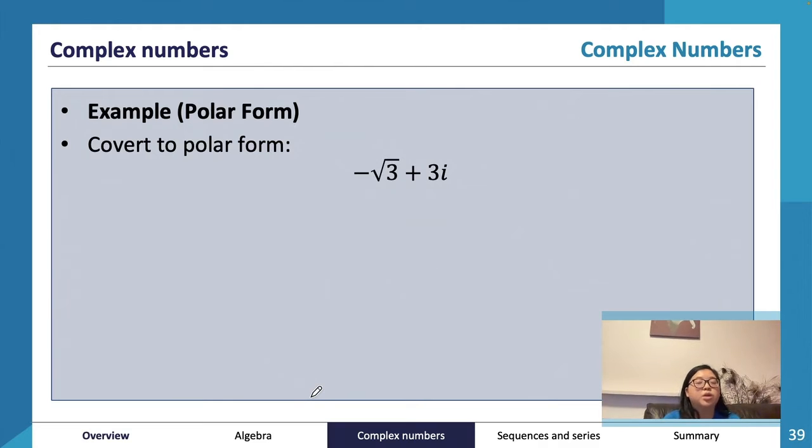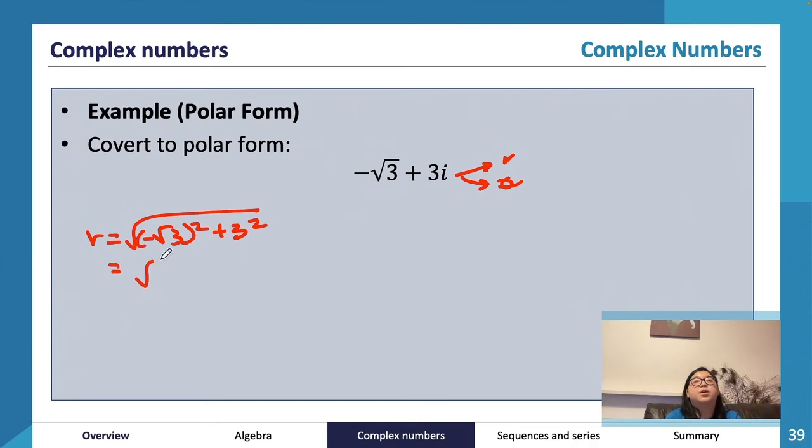Right, okay, so let's try and convert this one to polar now. Once again, we start off by breaking it apart into the r component and the theta component. So the r will equal the root of negative root 3 squared plus 3 squared, which is going to give us 3 plus 9, which gives us 12. So that's going to be 2 root 3, and that's going to be our modulus.